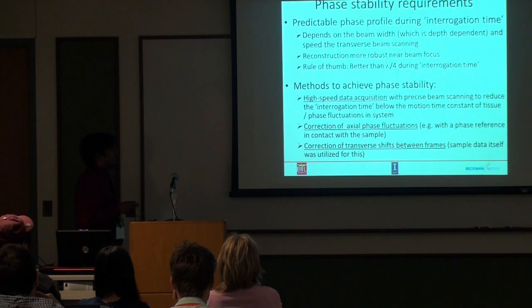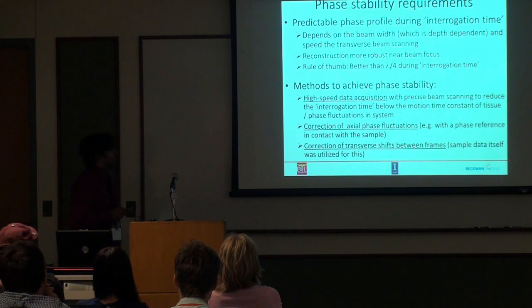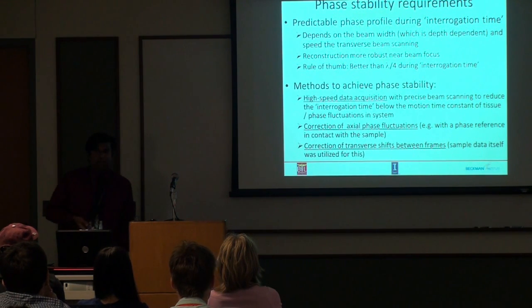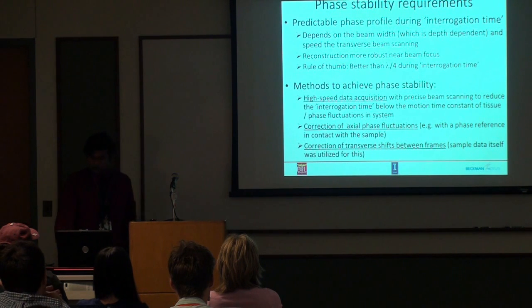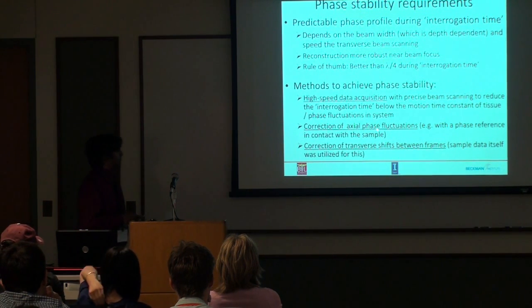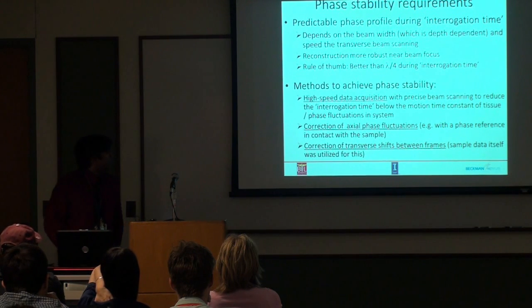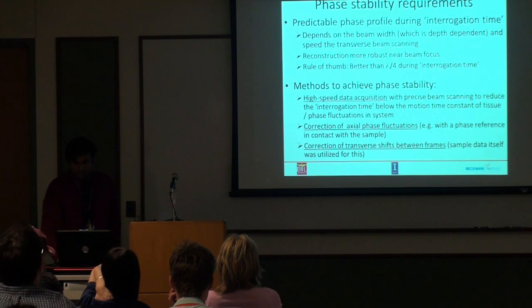Now, early ISAM work was done at relatively slow frame rates of a few frames a second, but now we're up to 150 frames a second using a 92 kilohertz A-scan rate. So even still, the residual phase noise can be corrected by two classes of processing. The first corrects axial phase fluctuations, and this can be achieved by using a phase reference which is in contact with the sample. And secondly, we can also correct transverse shifts between frames.